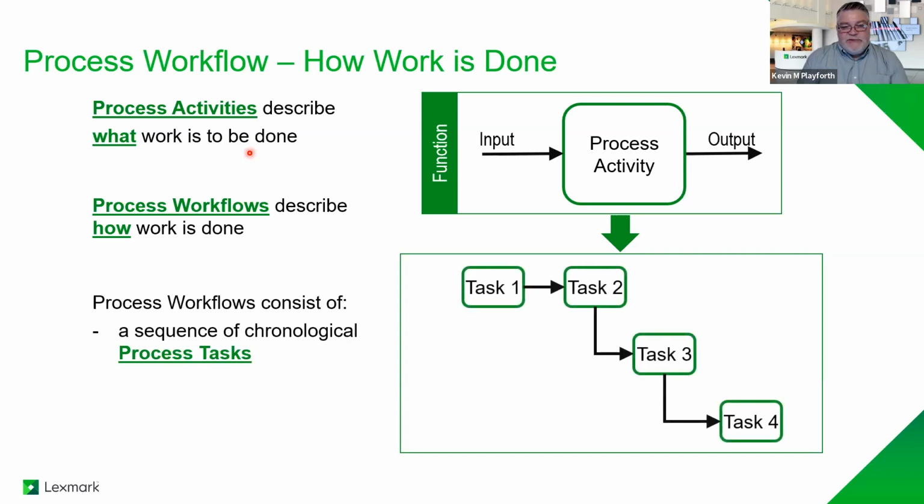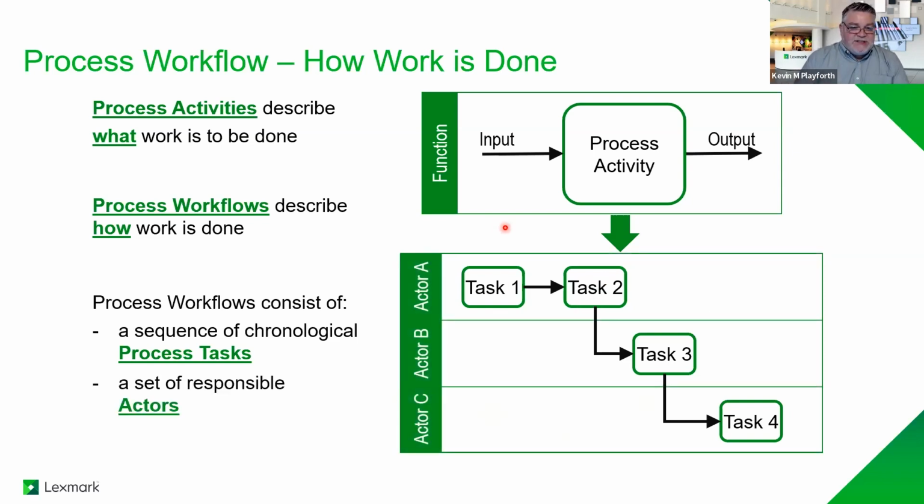Inside of a process workflow, we start sequencing tasks in order that need to be done in the scope of this activity. So now, if I have a crisply defined activity, it makes this work much easier, because I know what my trigger is and I know where to stop. I know what I have to produce in order to complete this workflow.